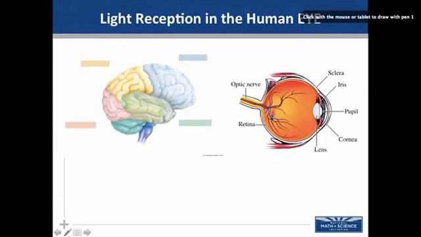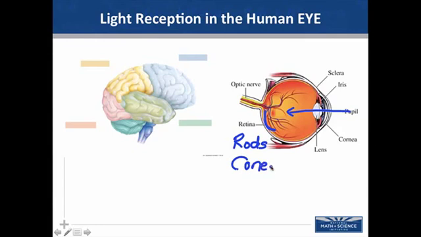So our ability to see is dependent upon a stimulus, in this case light, coming in to be received by a receptor. We have two types of receptors, rods and cones, and those receptor cells then are going to send that sensory information along a sensory neuron to the brain.